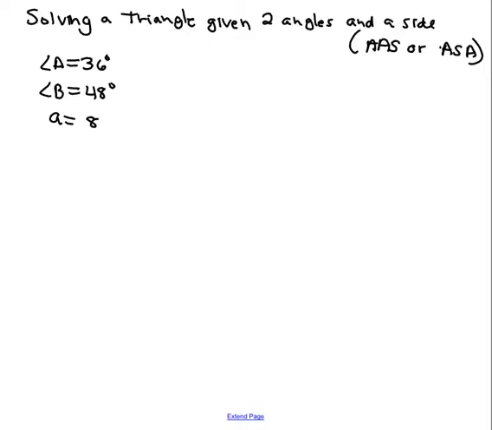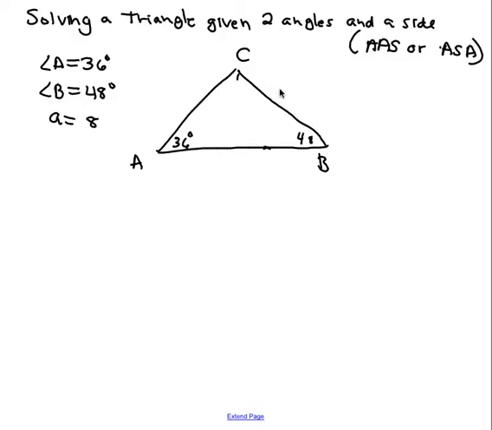We're going to solve a triangle where we're given two angles and a side. The first thing we want to do is draw a picture. I've got a triangle here, and I'm going to label the triangle ABC. Angle A is 36 degrees. Angle B is 48 degrees. And side a is opposite angle A, so that's 8.